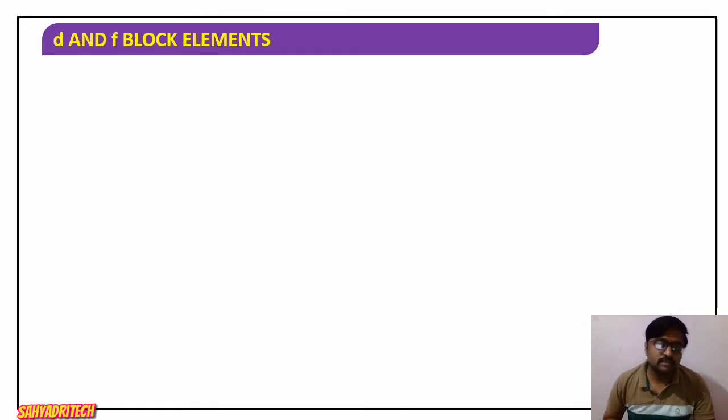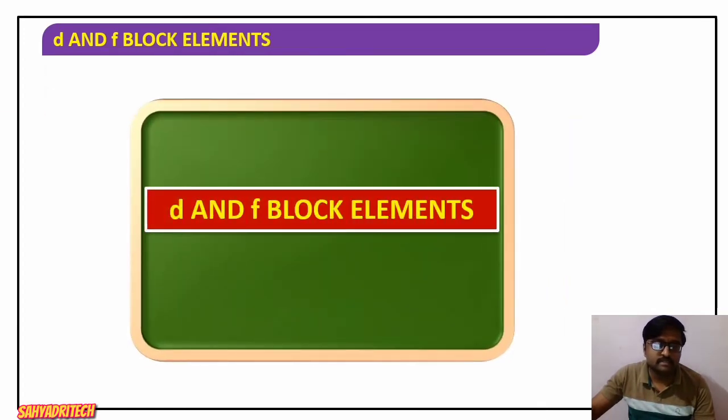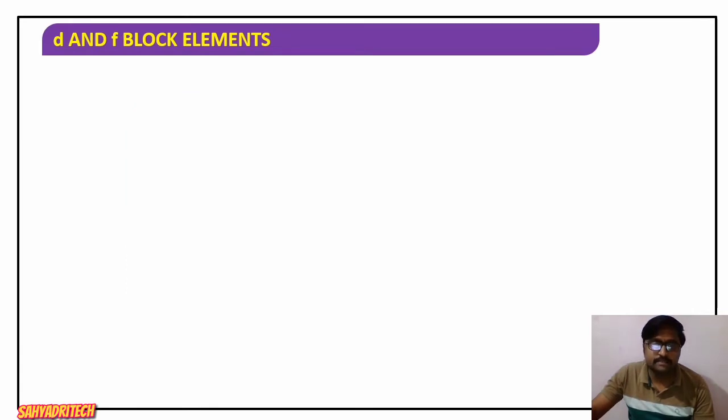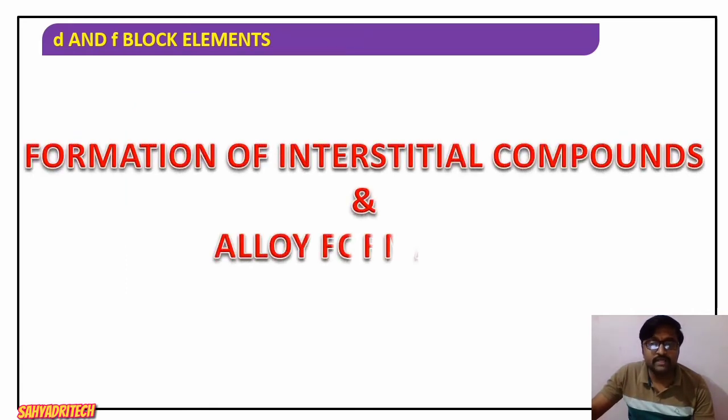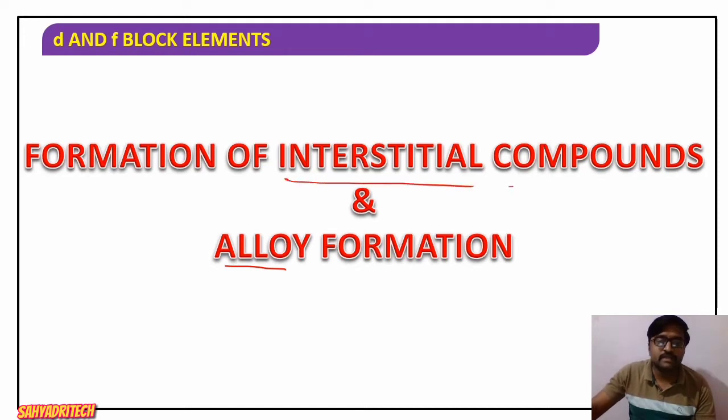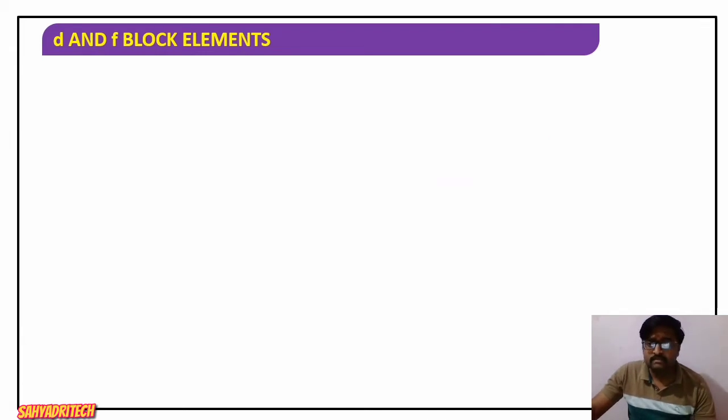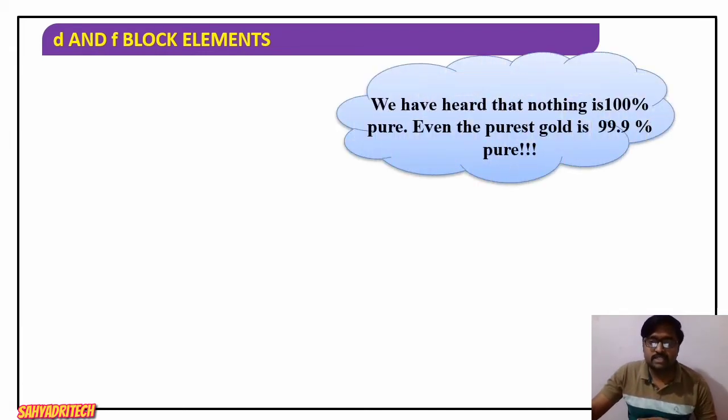So in the previous session, we discussed the formation of complex compounds and also considered the catalytic properties. Now in this session, we are going for the next concept of the chapter, that is formation of interstitial compounds and alloy formation. So two characteristics we are looking for. One is the formation of interstitial compounds and the second one is alloy formation. We will look at them one by one. First, formation of interstitial compounds.